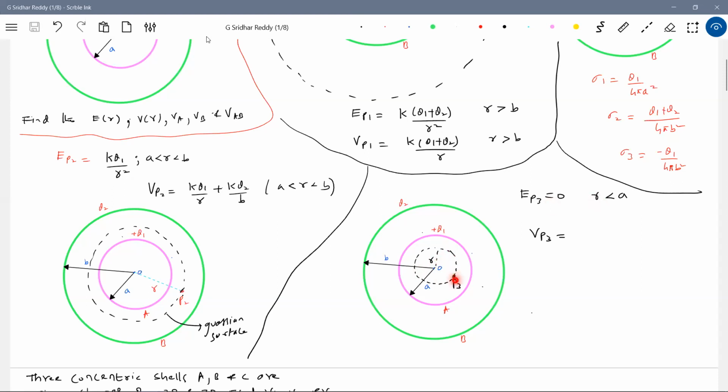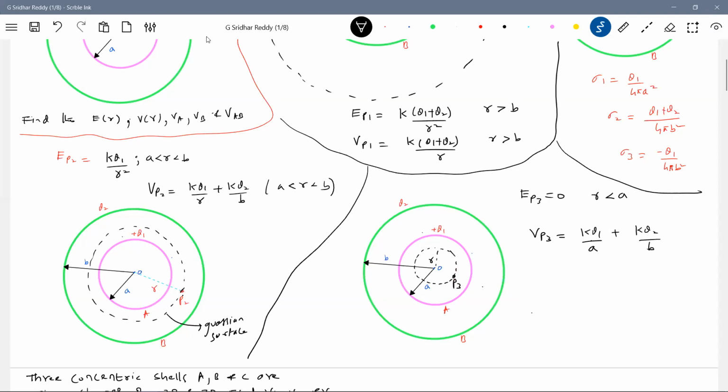Then for the potential at this point, we should use superposition. First, only due to shell A. Now the point P3 lies inside shell A. What is the potential inside shell A? The same as on the surface, similar to a conducting sphere. So the potential should be KQ1 by E. Then only due to shell B, assuming shell A is not there. The point P3 lies inside shell B. What is the potential inside the shell? The same as on the surface. So KQ2 by B.